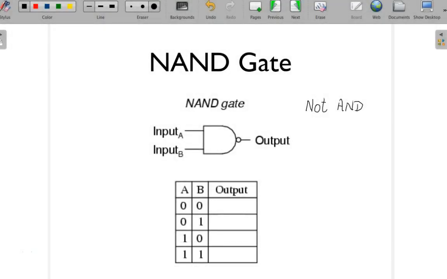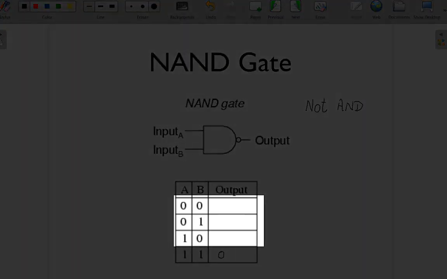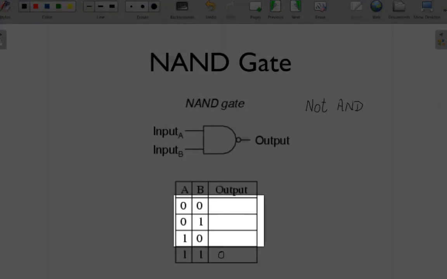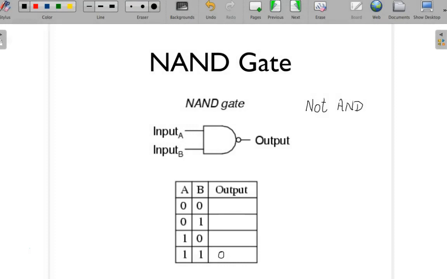But since it's a NAND gate, we have to invert the 1, and we will get 0 if we invert 1. The AND gate produces 0 for these values. If we invert 0, we get 1. So this would be your truth table for the NAND gate.